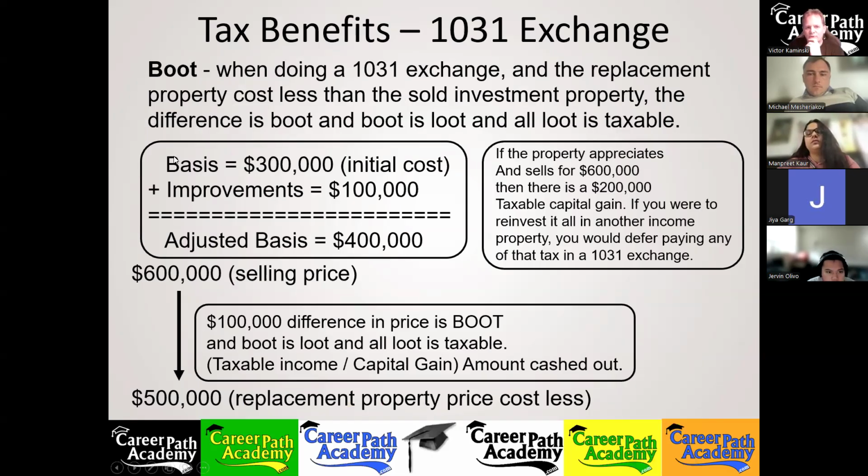So here, you have a base price. The basis is your base price. That's your initial cost to buy the real estate. So you bought a property for $300,000. You dumped another $100,000 into the property to fix it up. So how much are you in now? You're all in. The adjusted basis is $400,000. The adjusted basis is just your base price plus any additional money that you put into the property.